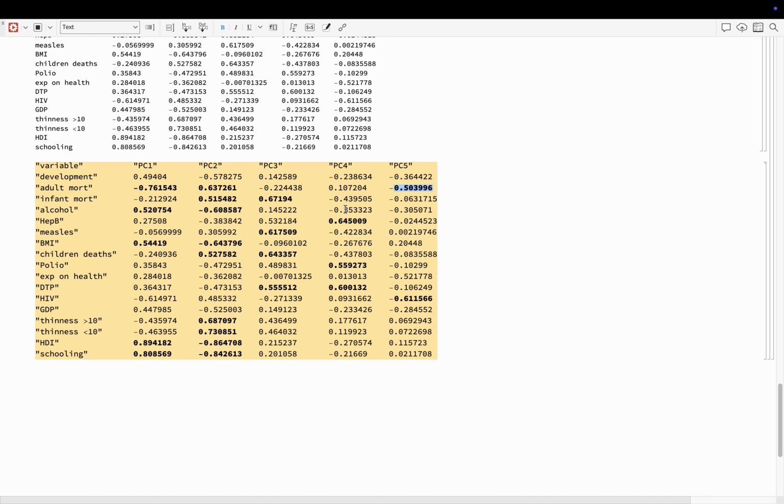And the fourth component, hepatitis B, polio, and DTP. So this component is definitely about vaccination. Yeah, and I think that's all what I would like to say about interpretation of these components.